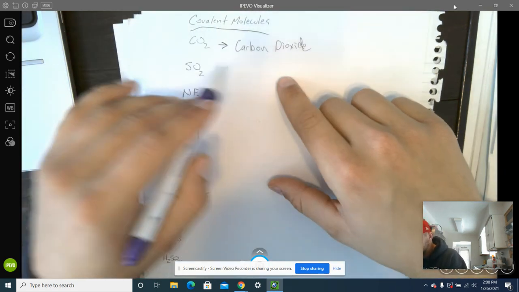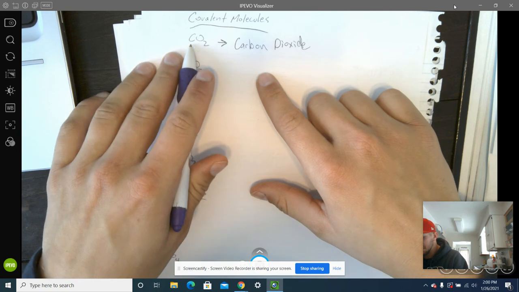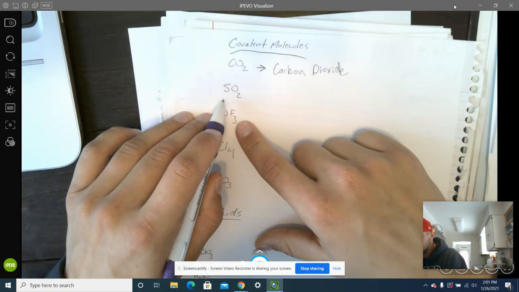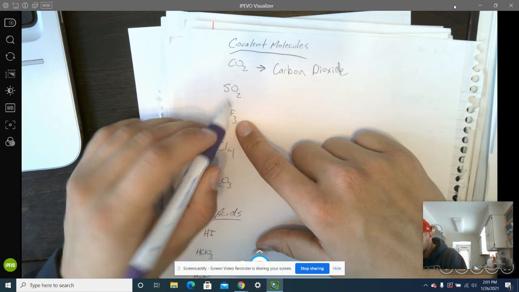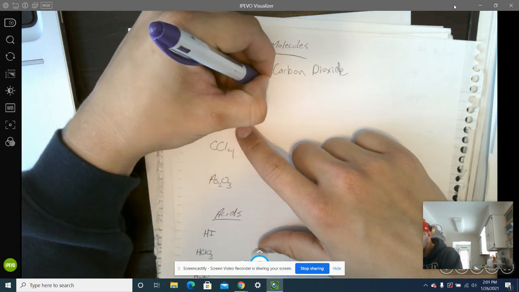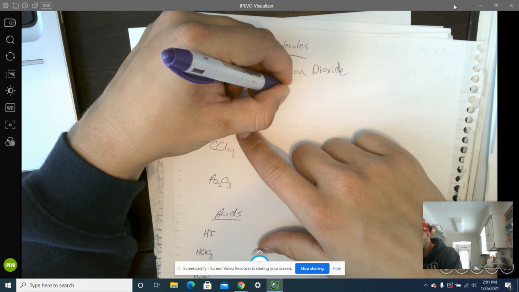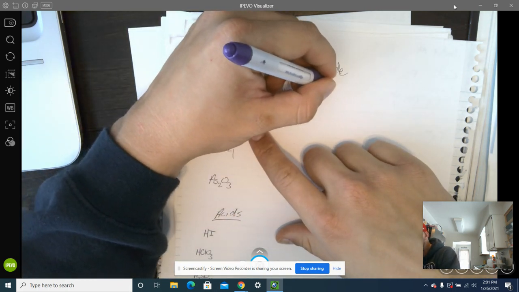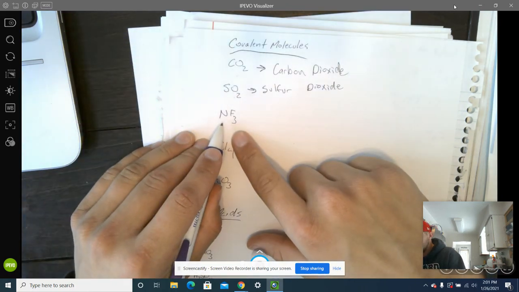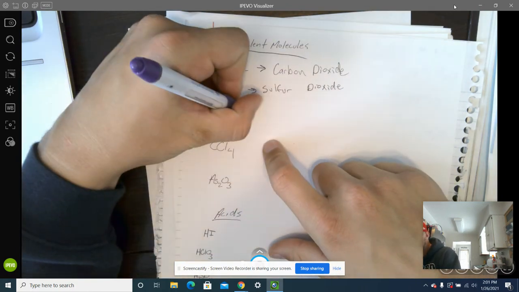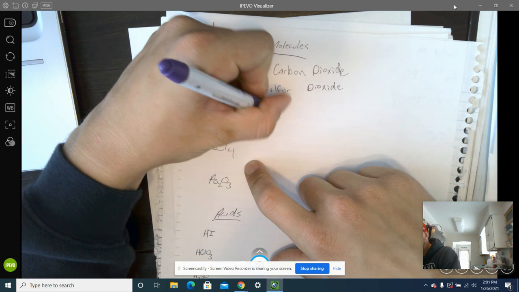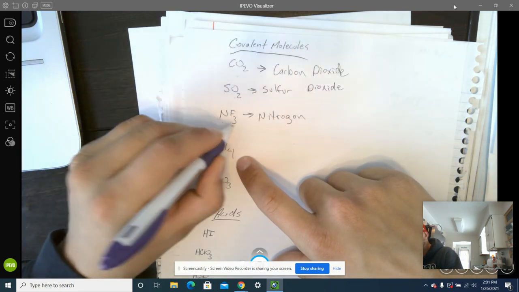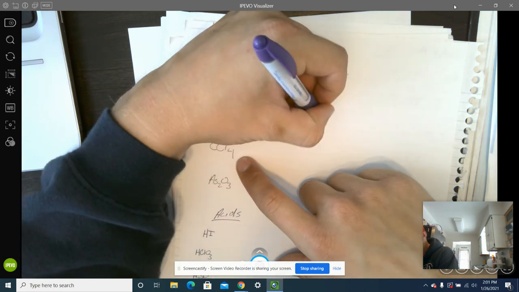All right, so carbon dioxide right here because one carbon, two oxygens, carbon dioxide. Next one, we have our first one, S. So that's going to give us sulfur, two oxygens, dioxide. NF3, which is going to give us nitrogen, because there's only one nitrogen, and 3F, so trifluoride.